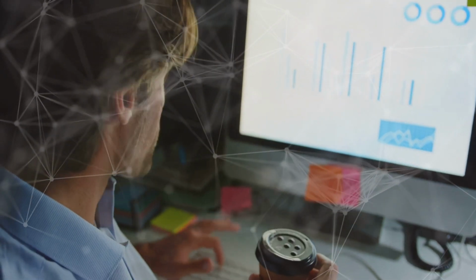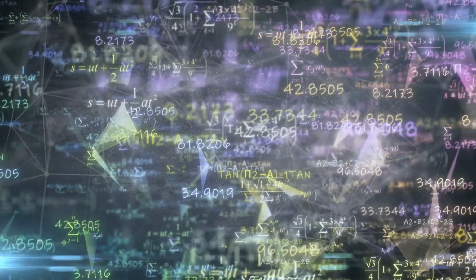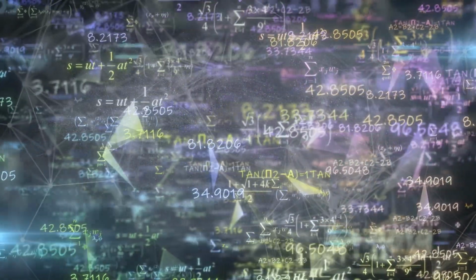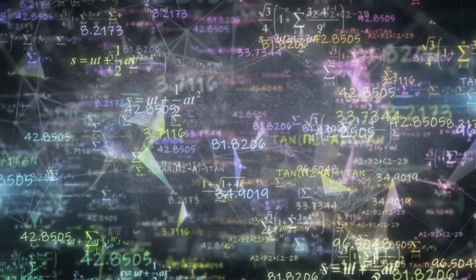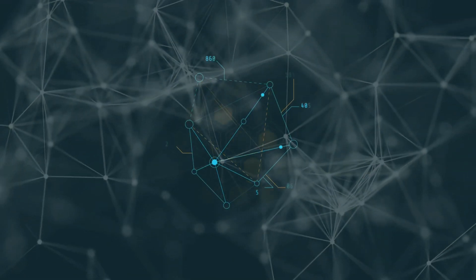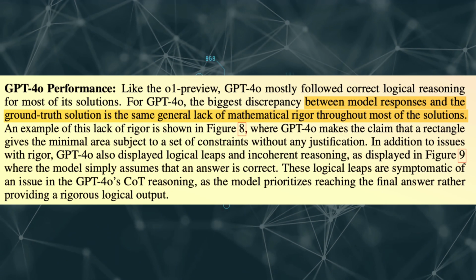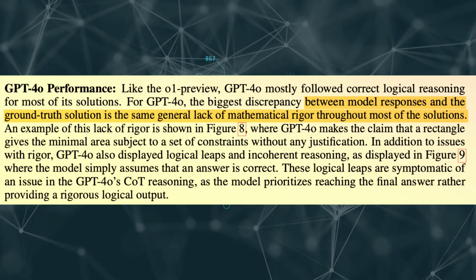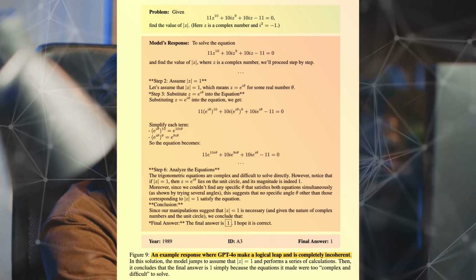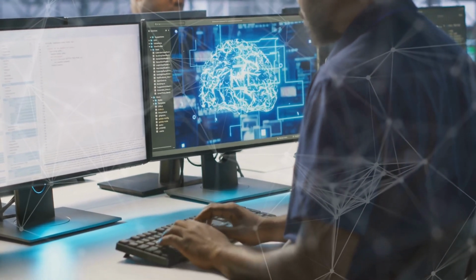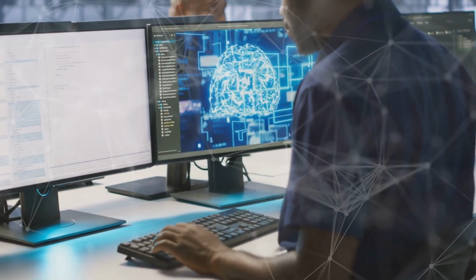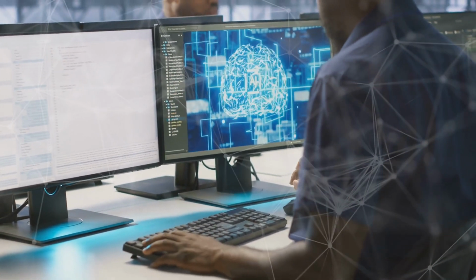But where do these models stumble? The authors conducted an error analysis to find out. They discovered three major issues: a lack of mathematical rigor, unjustified assumptions, and logical leaps. For instance, one model jumped to a geometric solution without proving its validity. Another assumed an answer was correct simply because solving it was too complex. These errors underscore the importance of benchmarks like Putnam-AXIOM in identifying and addressing the reasoning gaps in AI.